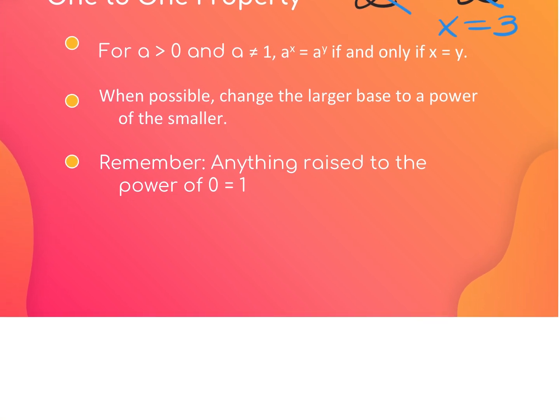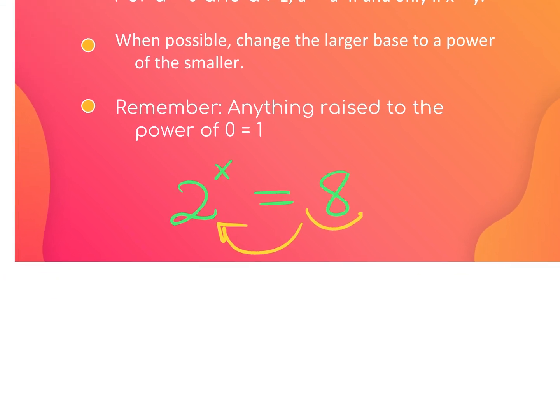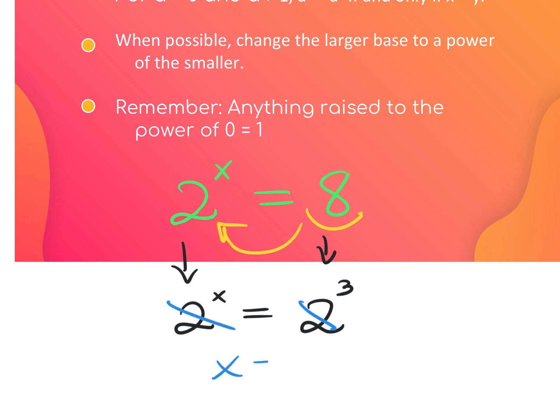So just a little preview of what's to come. You're going to get something like 2 to the x is equal to 8. So what we're going to try to do is make this larger base into the smaller base. So this is where it'll pay off. If you know that 2 to the third power is 8, we would change the 8 to 2 to the third power, and leave this one the same. Now the bases are the same. Get rid of the 2's, and you set the exponents equal to each other. So essentially, this is a little preview of what we're going to be doing in the examples.